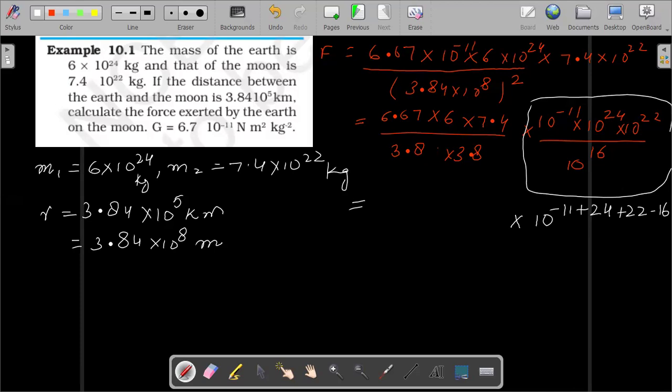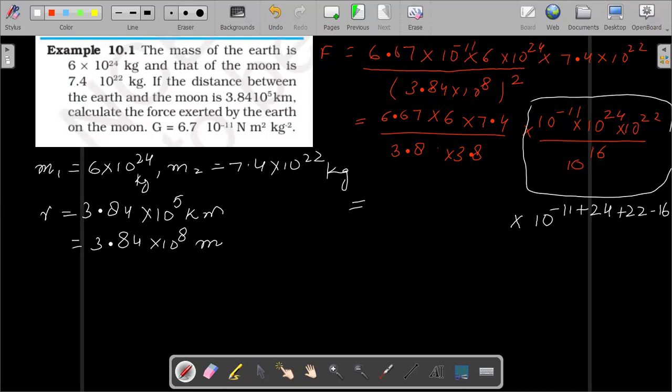Okay. So this one is clear. What about this? Solve this part now. What approximately do you get if you multiply 6 and 6.67? Anyone, what do you get? So we get 40.2. Is it 40.2? Yes, sir, 40.2.